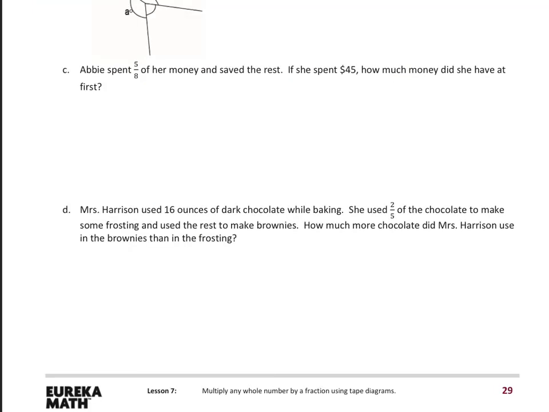All right, for 2C, it says Abby spent 5/8 of her money and saved the rest. It says if she spent $45, how much money did she have at first? We need to box in this word, at first, because that's going to give us a clue that we're going to have to do some working backwards to figure out this answer.